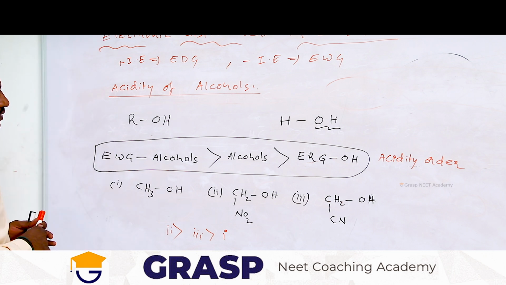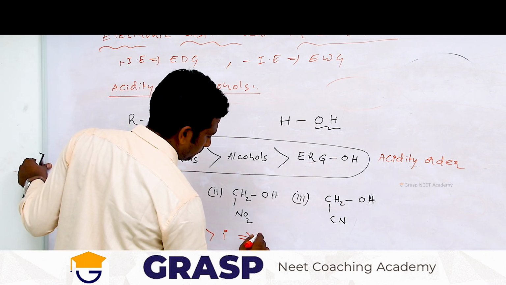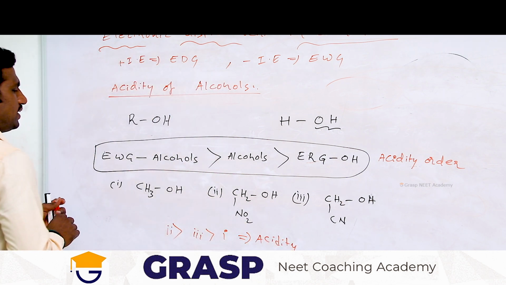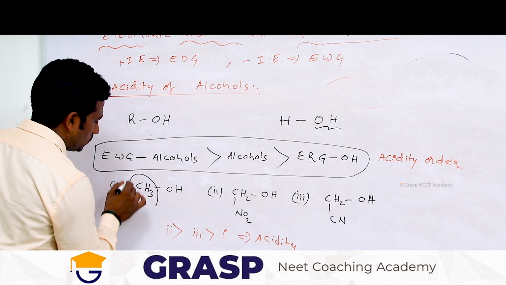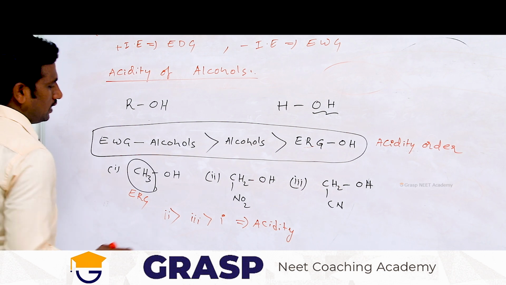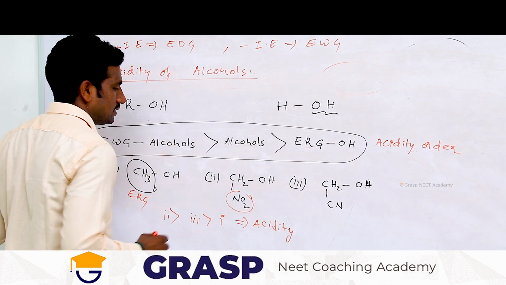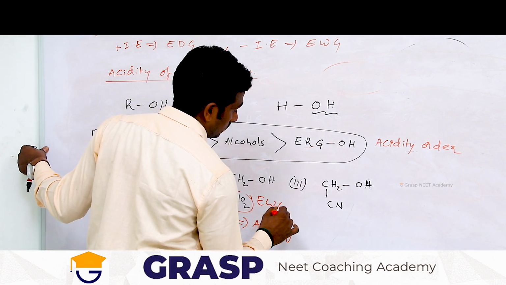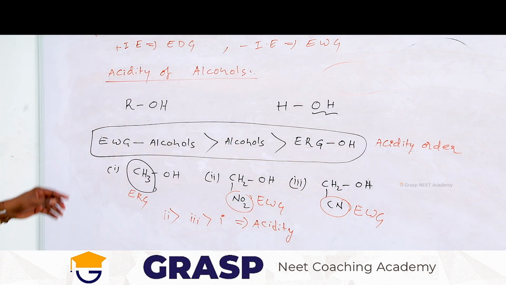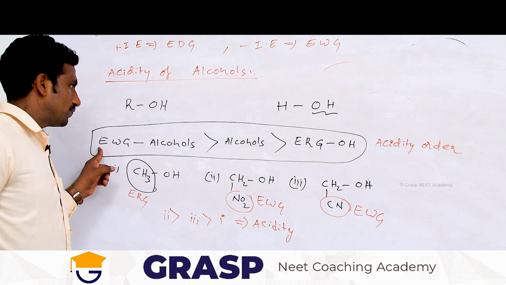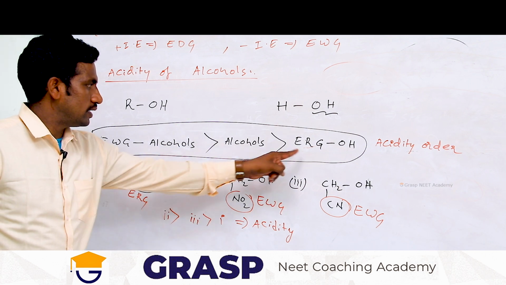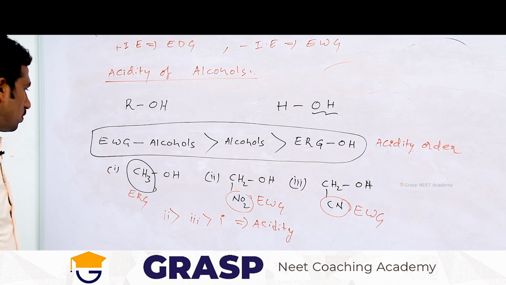Why? What is the reason? What is the order of these compounds? Acidity order. See why it is more acidic? Here, is it attached to electron withdrawing groups or electron releasing groups? No doubt, the first is an electron releasing group. Here it is NO2, an electron withdrawing group. Here it is also an electron withdrawing group. Already I gave the order related to the acidity. Electron withdrawing group attached alcohols are more acidic than normal alcohols and than electron releasing alcohols.